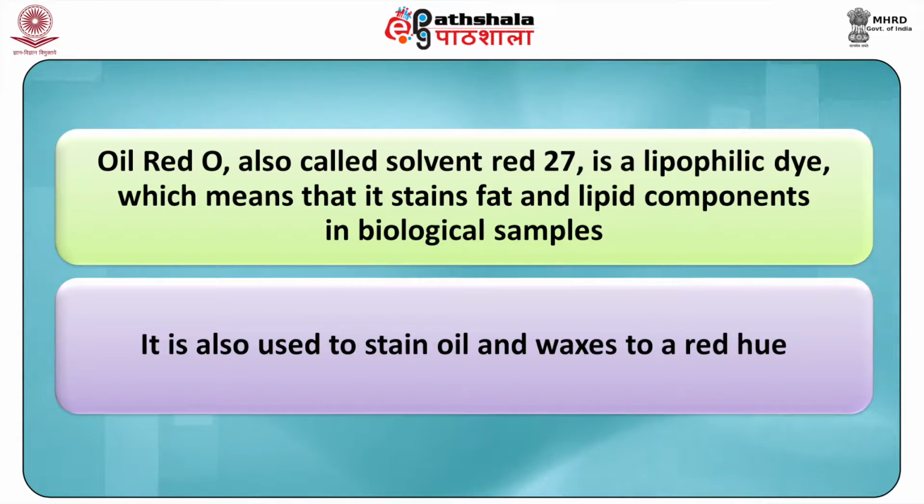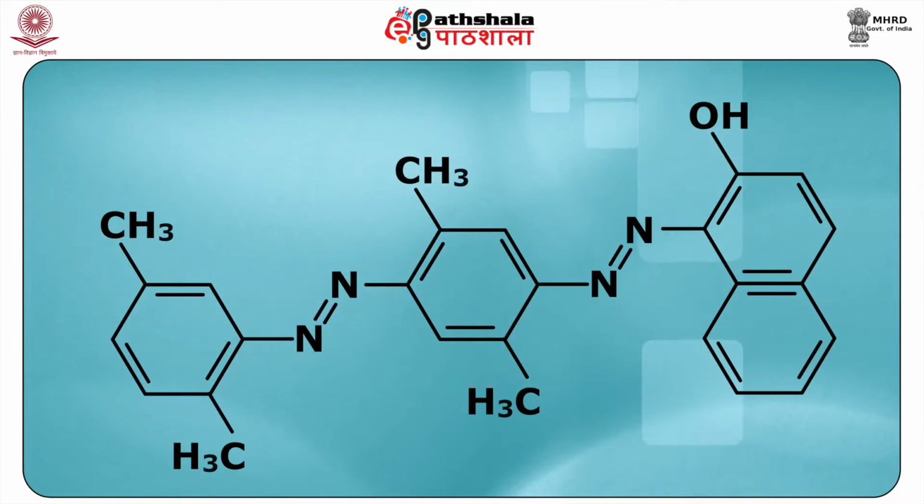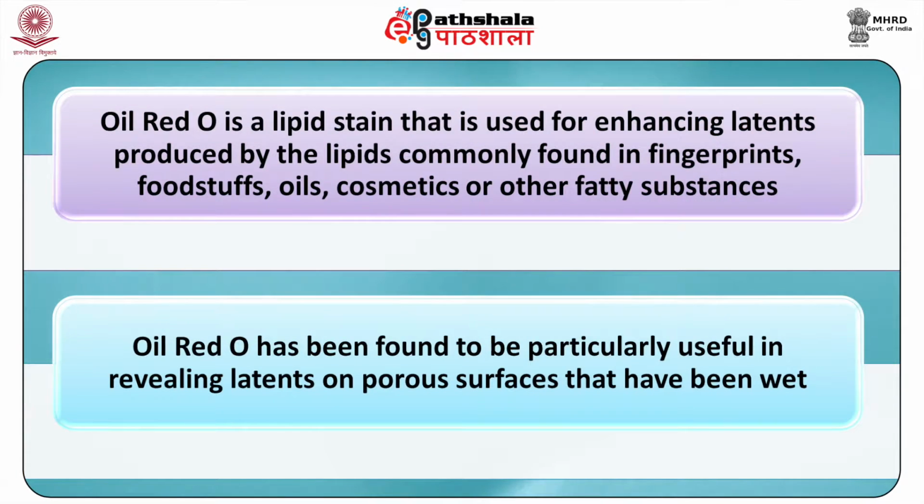You see, oil red O, also called solvent red 27, is a lipophilic dye, which means that it stains fat and lipid components in biological samples. It is also used to stain oil and waxes to a red hue. Its structure, as depicted in the given figure, is based on diazoskeleton.